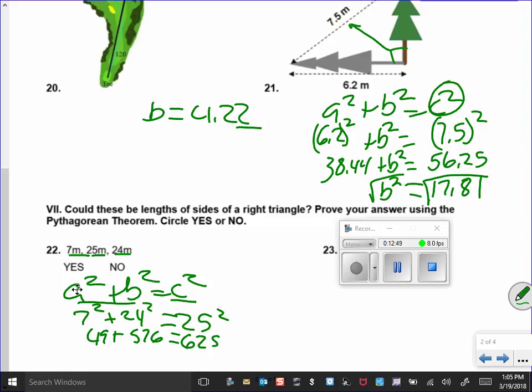Is 49 added to 576? Is that 625? Why, yes it is. So now 625 equals 625. So yes, this is a right triangle. All right, let's move on to our next one.